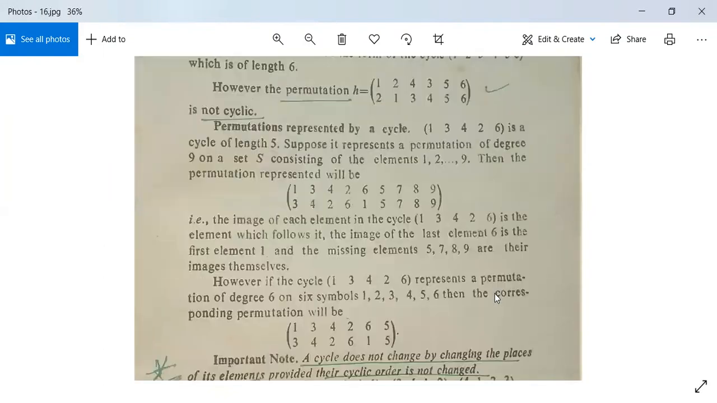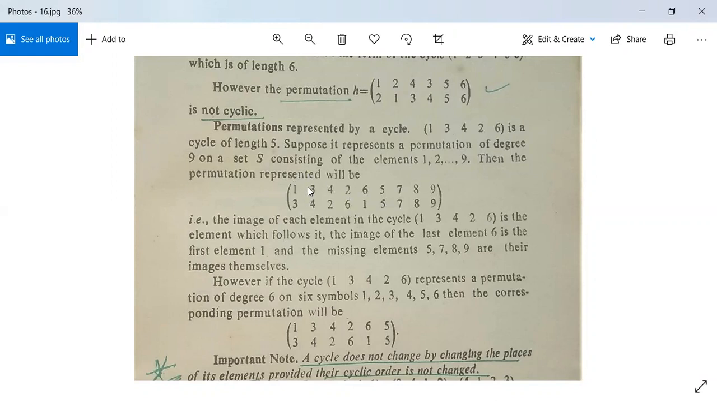नेक्स्ट, permutations represented by a cycle। If (1 3 4 2 6) is a cycle of length 5, suppose it represents a permutation of degree 9 on a set S consisting of the elements 1 2 3 4 5 6 7 8 9। Then the permutation represented will be: only these five elements are permuted, rest are left unchanged. So 5 goes to 5, 7 goes to 7, 8 goes to 8, 9 goes to 9, and here 1 goes to 3, 3 to 4, 4 to 2, 2 to 6, and 6 to 1.